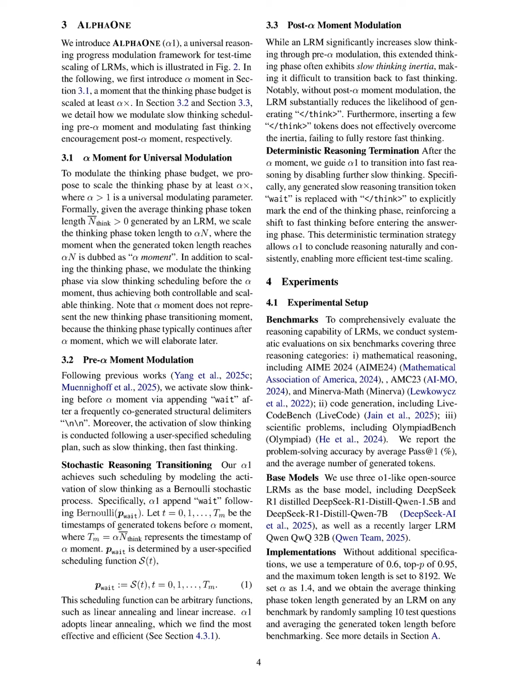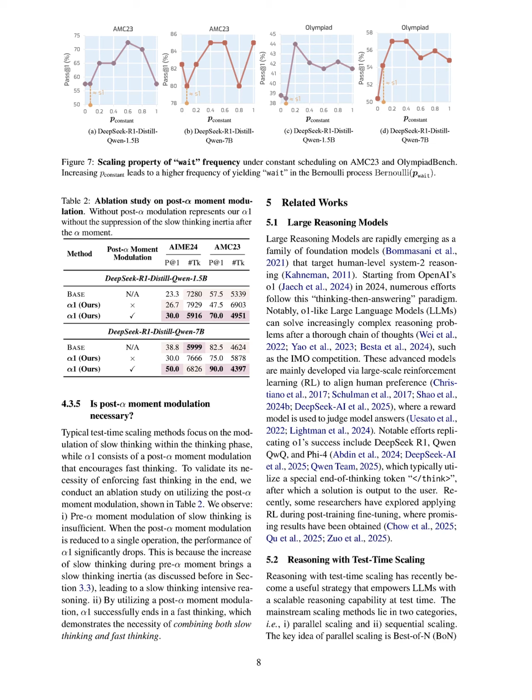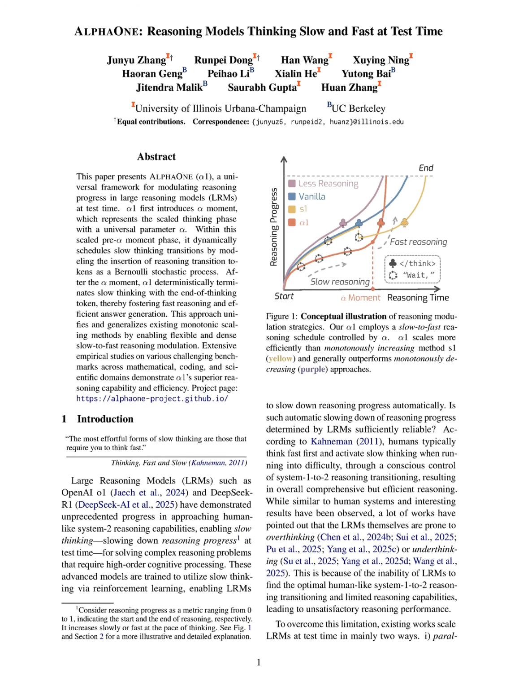ALPHAONE introduces a universal reasoning progress modulation framework that allows for continuous modulation of slow thinking transitions, enabling LRMs to effectively switch between fast and slow thinking based on a user-defined scheduling strategy. This approach not only enhances the reasoning capabilities of LRMs, but also improves overall efficiency by reducing token length while maintaining high problem-solving accuracy. Ultimately, ALPHAONE addresses the need for a more dynamic and adaptable reasoning process that aligns better with human-like cognitive strategies.